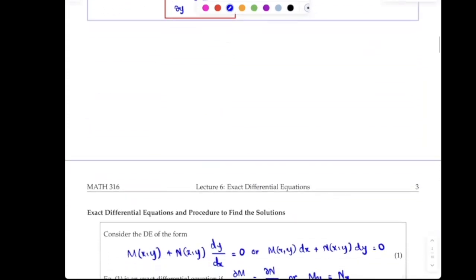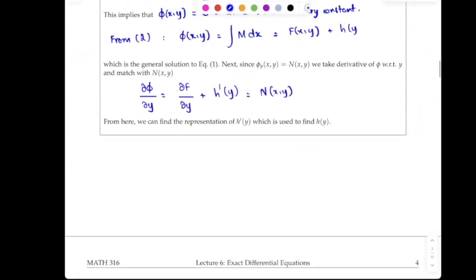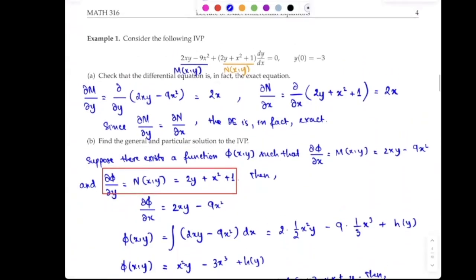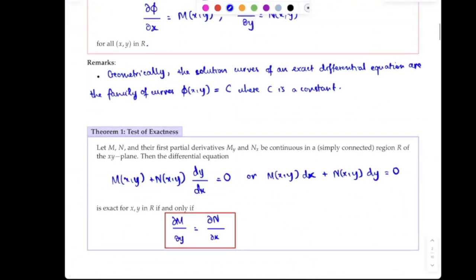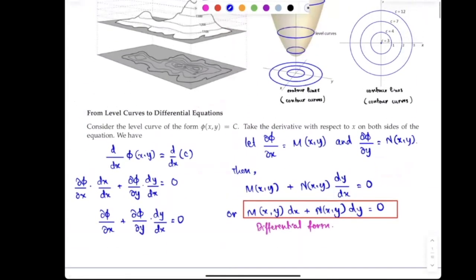Usually when you encounter this type of differential equation, that's the first thing you need to do. Identify M and N, find partial M partial y and partial N partial x. If they are equal, then you can conclude that the differential equation is exact. Then you follow the procedure to find the solutions, and the solution has to be in level curve form. Why level curve form? Because the differential equation is actually derived from the level curves or contour lines. Okay, so that's it for me for lecture 6.